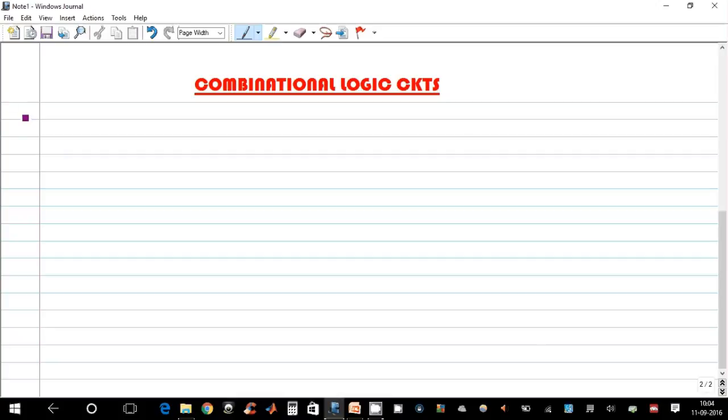Hi friends, today we will be discussing the combinational logic circuits. Initially we will start our discussion by pointing out the difference between the combinational and logic circuits. So our first topic is the table of differences between combinational and sequential circuits.